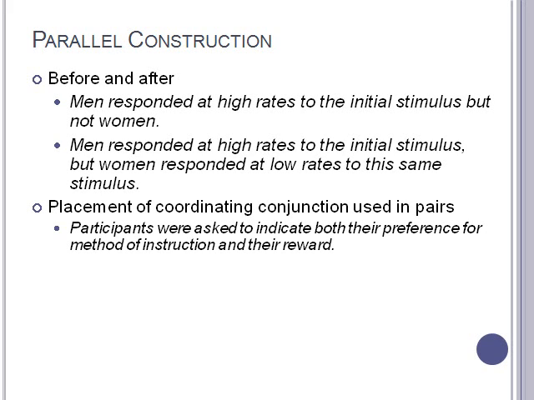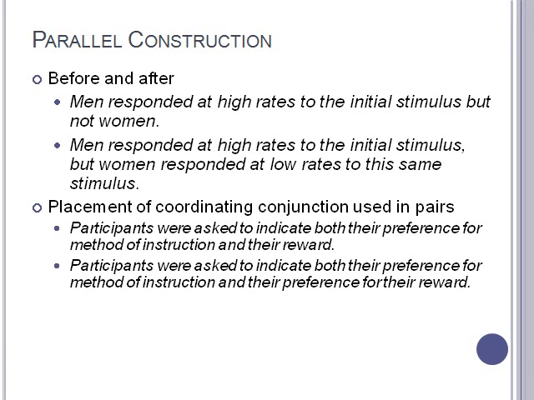So what, indicate the reward they want? Or is it their preference for the reward? So that, again, you don't have both before and after here, and we don't have things appropriately placed. A better wording would be: participants were asked to indicate both their preference for the method of instruction and their preference for their reward. Okay.